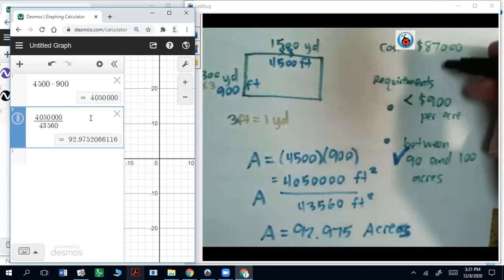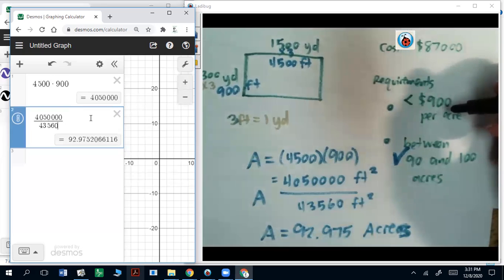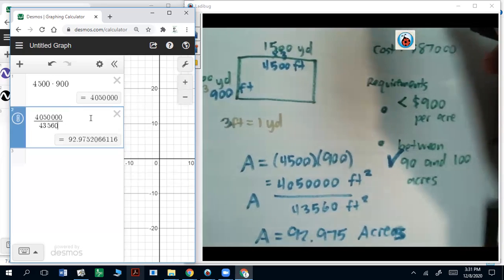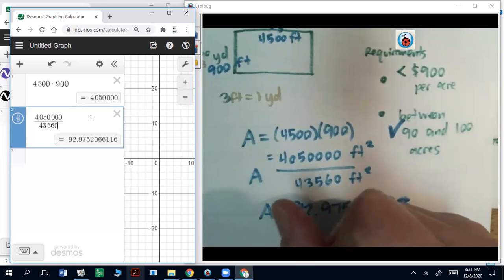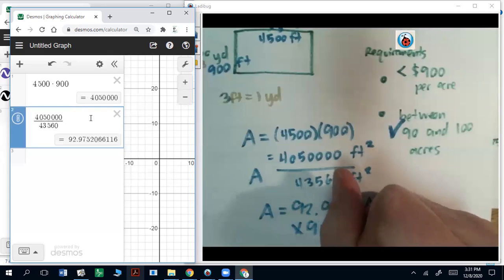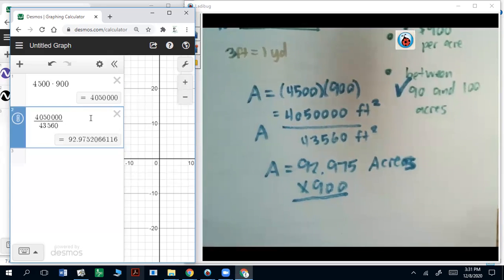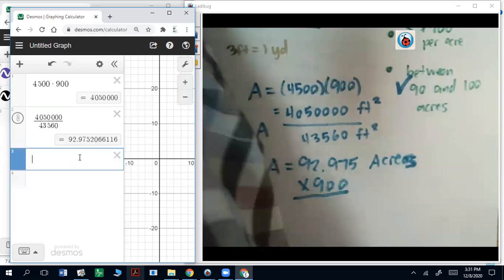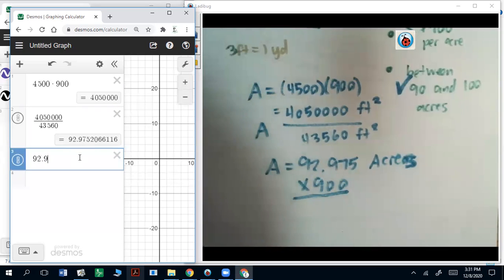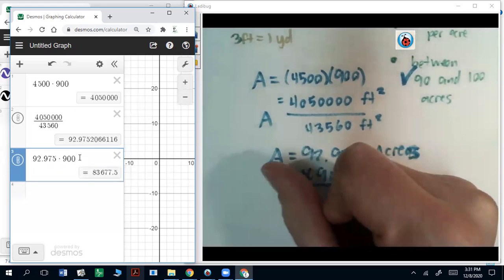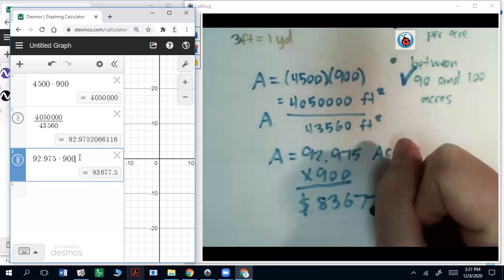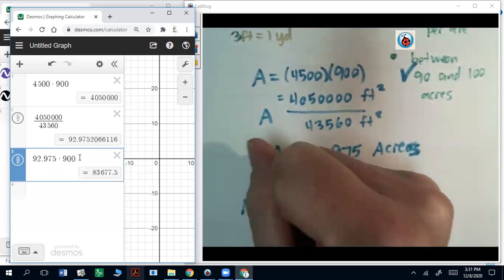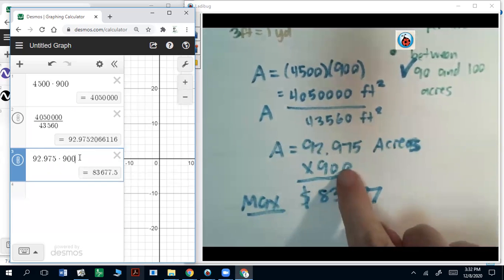Is it going to be less than $900 an acre? Well, the most he's willing to spend is 900. So if we times this by 900, that'll be the max he's willing to spend on that. So let's do that. So he's willing to spend $83,677 at the most. Okay, that's if he spends $900 an acre.